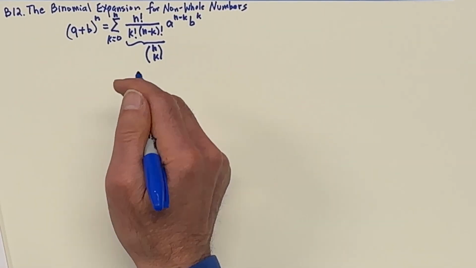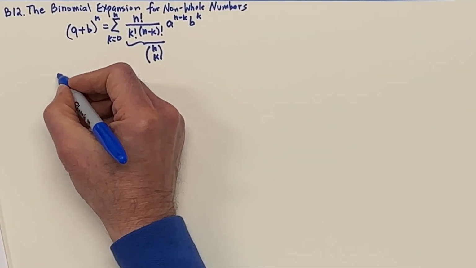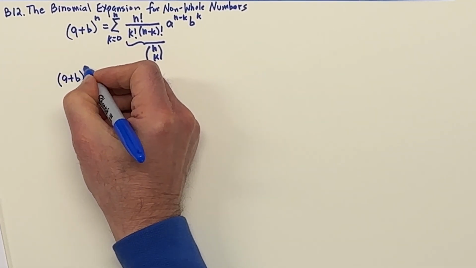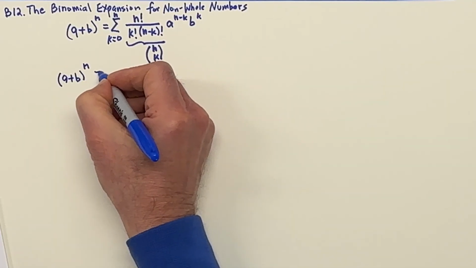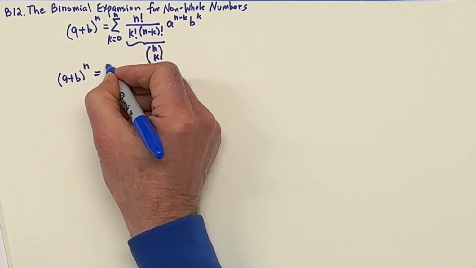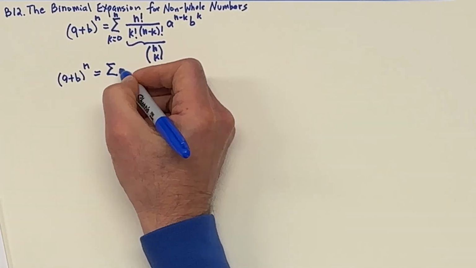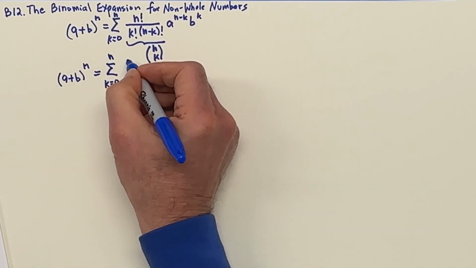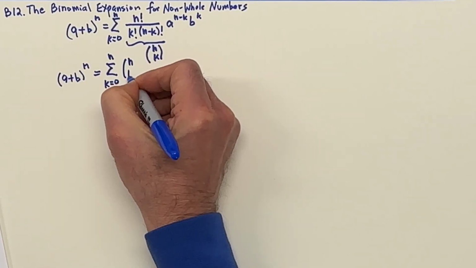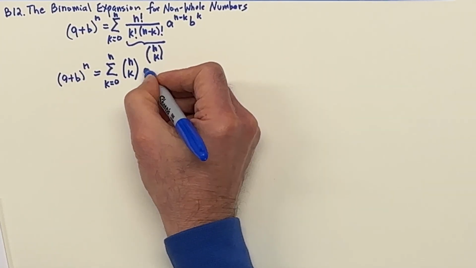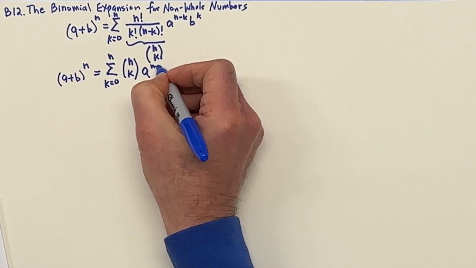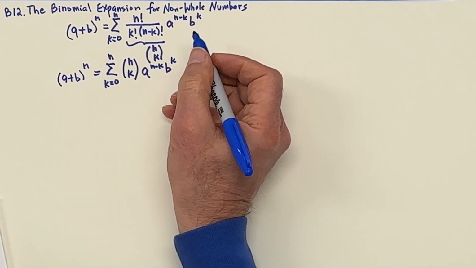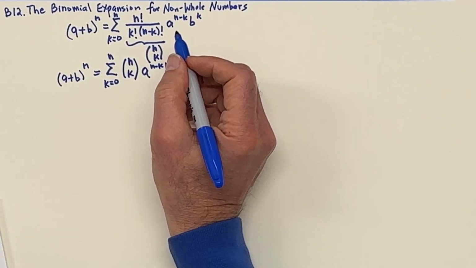Now I'm going to show you a memory trick. If we have a plus b to the nth power, I'm going to write this here just so that you can see this notation, because a lot of times you see this written like this, and then you have a to the n minus k and b to the k. Now here's the trick.